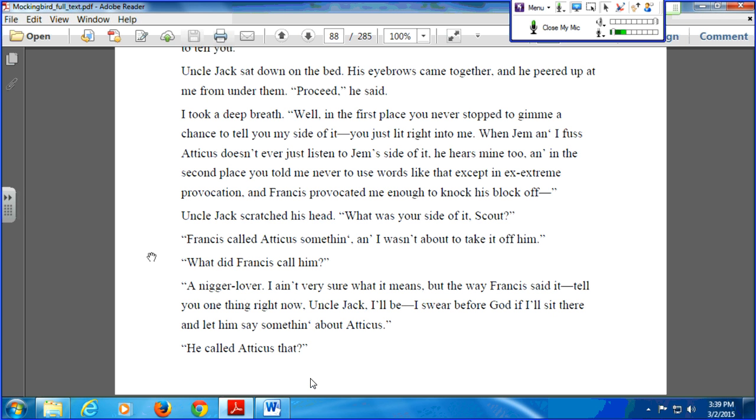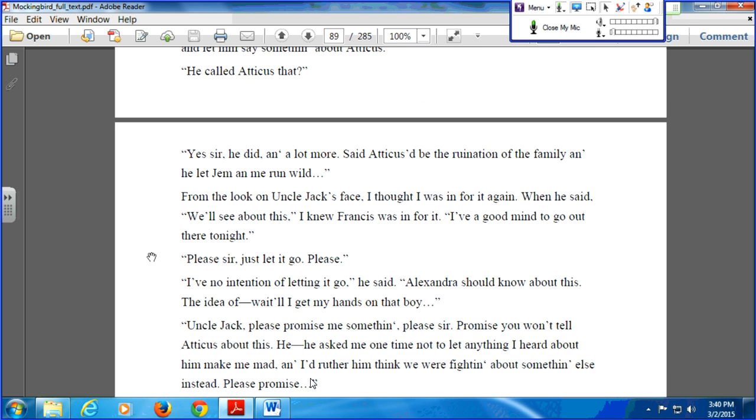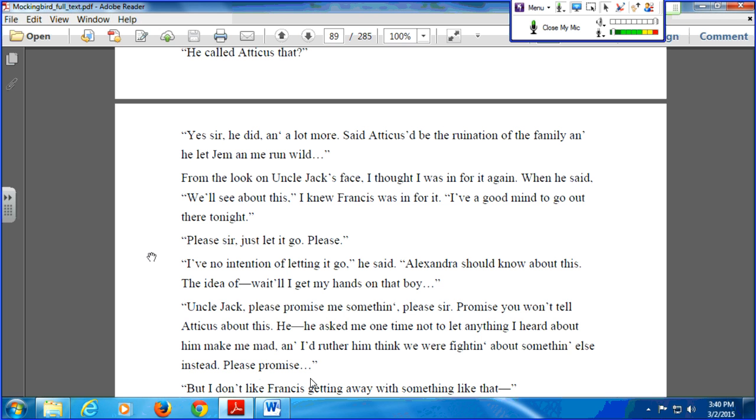"Francis called Atticus something, and I was going to take it off him. He called him an N-word lover. I'm not too sure what it means, but the way Francis said it. I'll tell you one thing right now, Uncle Jack, I swear before God I won't sit there and let someone say something like that about Atticus." "He called Atticus that?" "Yes, sir, he did, and a lot more. He said Atticus would be the ruin of the family and let me and Jem run wild."